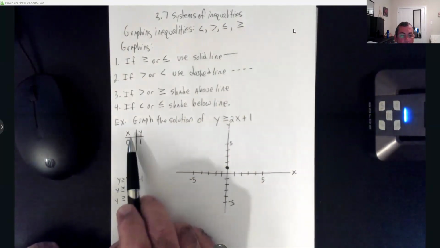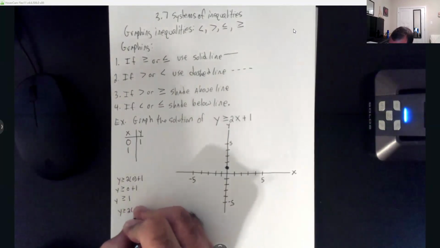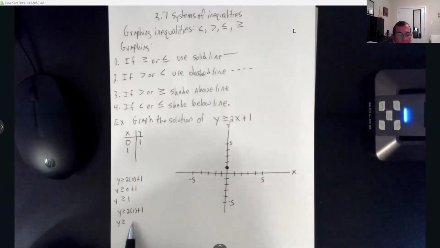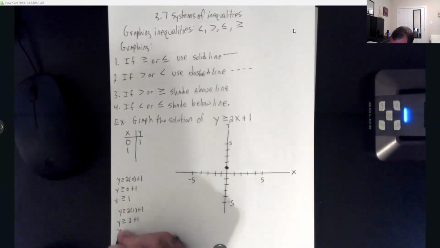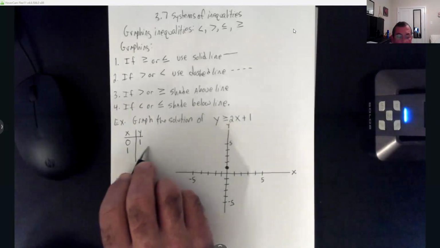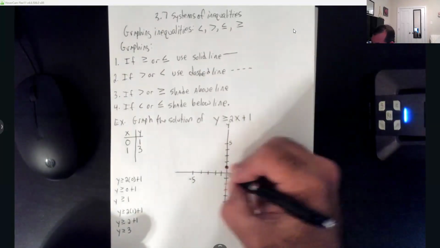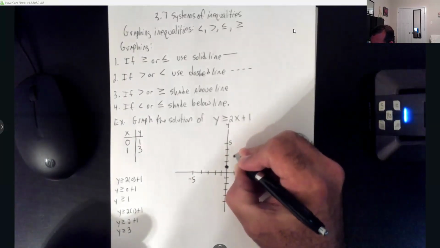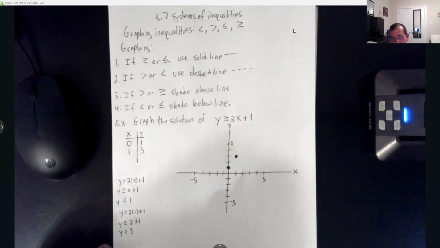So next I'm going to put a 1 in for the x. All right, well, 2 times 1 is 2. So I get 2 plus 1, which gives me 3. So when x is 1, y is 3. So I'm going to go right 1 and up 3. So you got your 2 points.